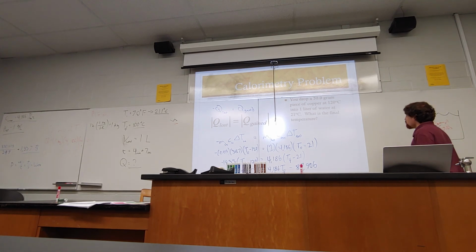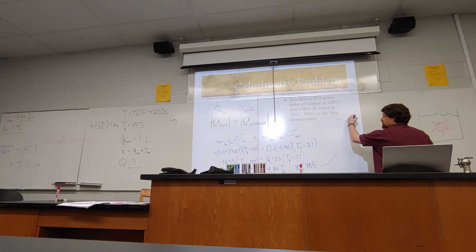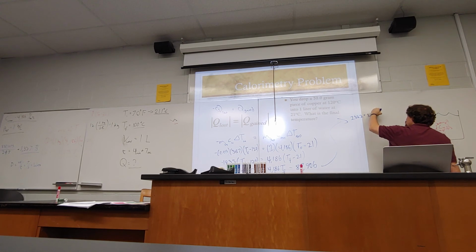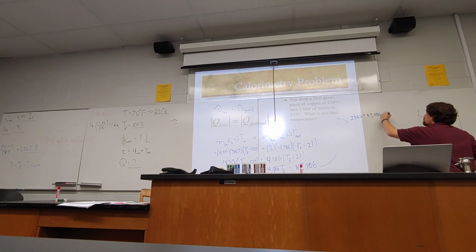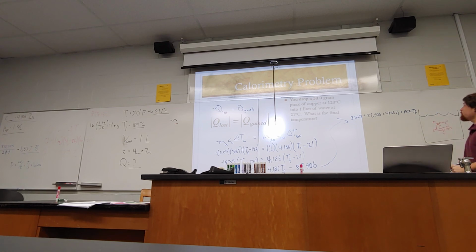So if I was to do that all at once, we would have 2322 plus 87,906 equals 4,186 TF plus 19.35 TF. Does everyone see how we got from one to the other? Is that one step okay?